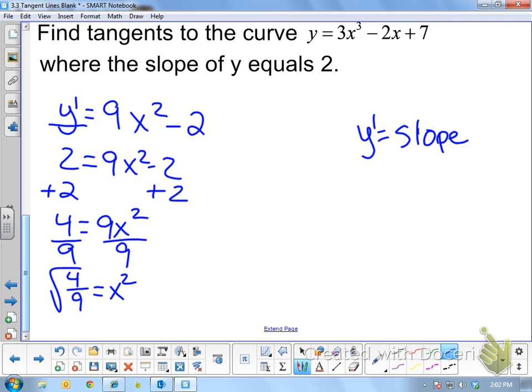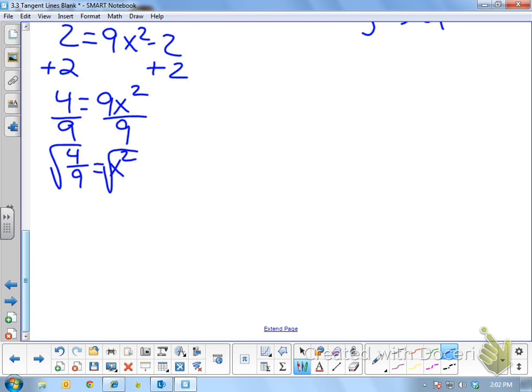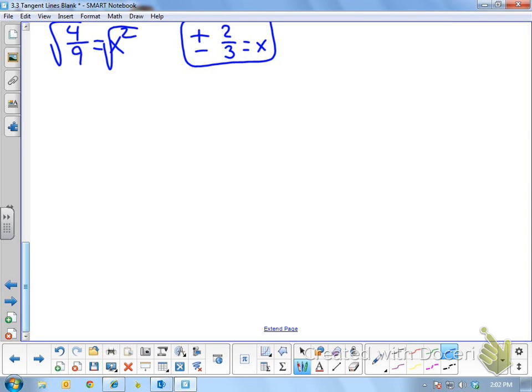So what's the square root of 4 over 9? Plus or minus 2 over 3. So that's another way to represent a situation. I could tell you what the slope is instead of telling you the x value where I want to find the slope. You can do both. And then the last thing, I think I'm going to skip the example I had planned and maybe talk about it a little bit differently.